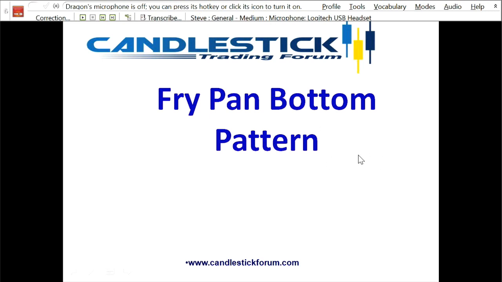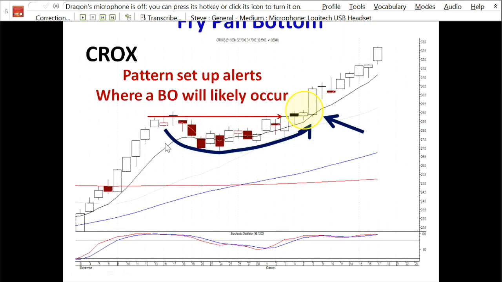So that fry pan bottom pattern, we bought Crocs. These are all kind of current positions that we have on. You can see the fry pan bottom. Where was the breakout level? There's kind of your double doji sandwich. We're buying right here because what's it telling us?